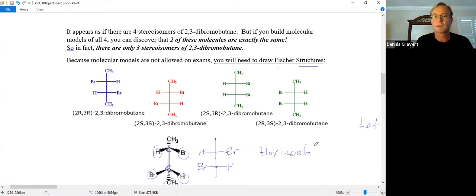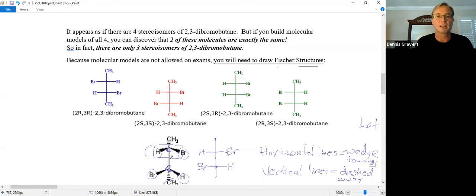Horizontal lines equal wedge. That's what the bromine and the hydrogen are on. They're on wedge bonds. And that means it's towards us. And then the vertical bonds. Vertical lines are dashed. And they are away from us, right?